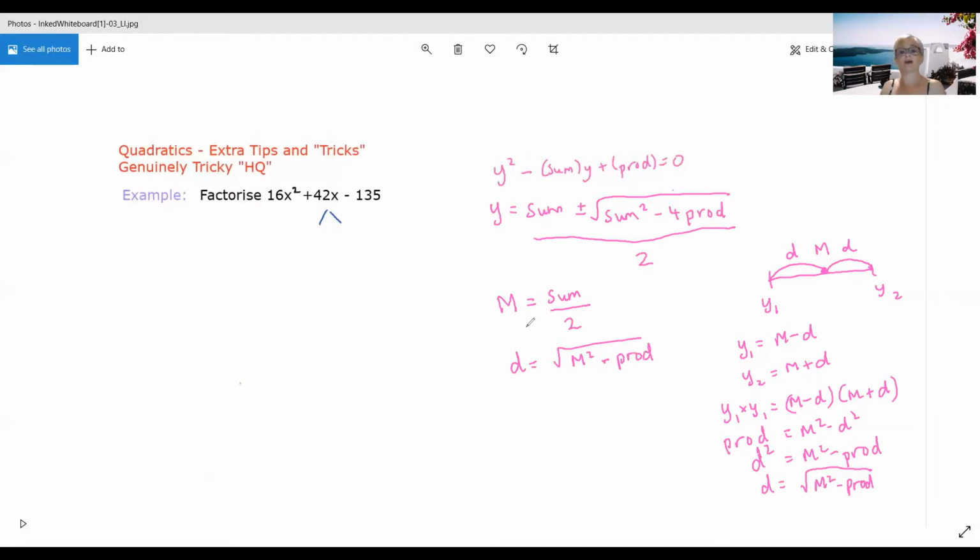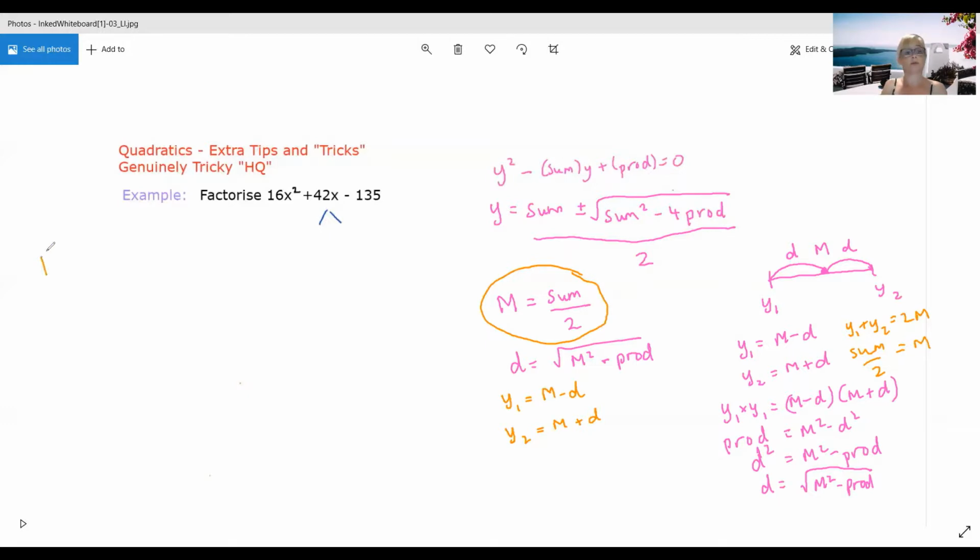Bearing in mind that our first solution, our first sort of magic number, so to speak, is going to be m minus d, and our second solution is going to be m plus d. By the way, you can also find this information by doing y1 plus y2, and you get 2m, because you get m minus d plus m plus d. So obviously m is the sum divided by 2, and my corgi's getting very excited about that in the background.